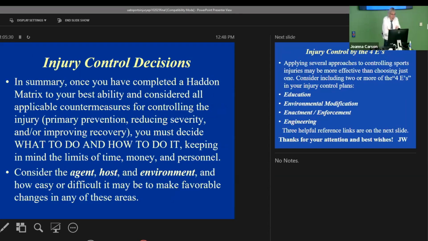So injury control decisions. You complete a Haddon matrix, figure out all the things that I thought of, and you might think of other things to do in those 3 rows and 4 columns. Agent, host, environment, again, is from infectious disease epi. What exactly is the problem? Is it the person's anatomy? Is it the weight of the ball, like would get everyone sooner or later? Or is there, and what can we do about it?